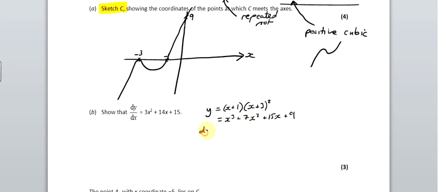So let's differentiate now. So we have 3x squared plus 7 times 2x plus 15, and then 9 disappears, which leaves us with 3x squared plus 14x plus 15, and we have shown it. It has been demonstrated.